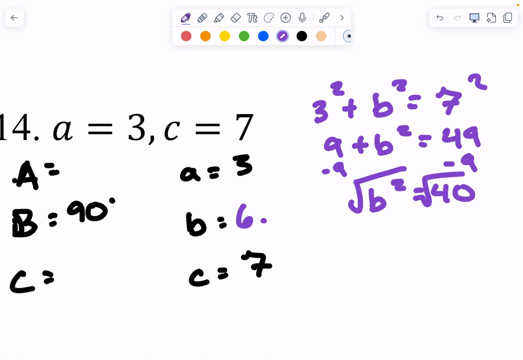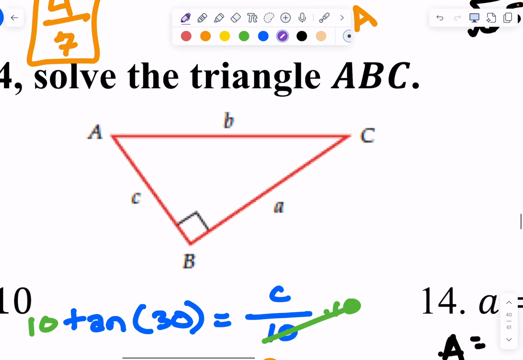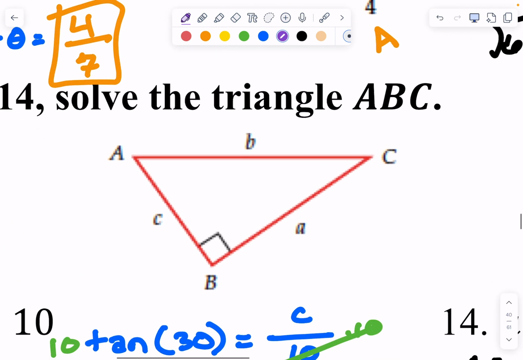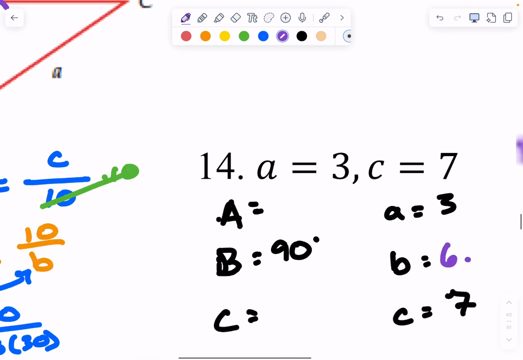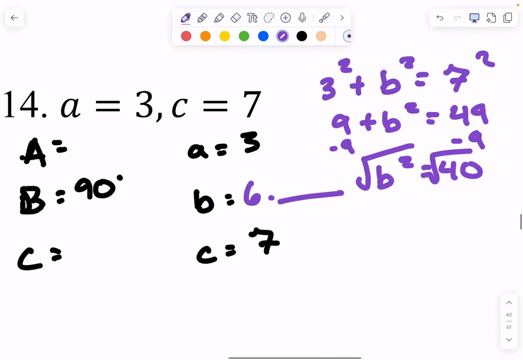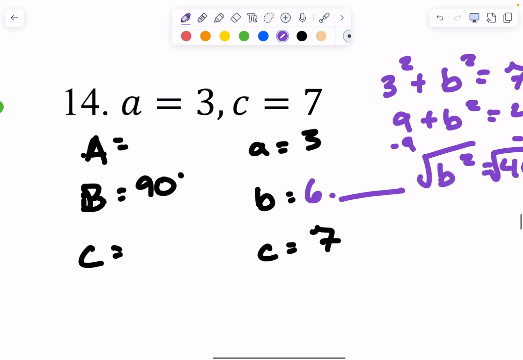Well, actually, I don't know. I did not do this right. Which side is side C? Side C is actually little b, because I'm looking at this and thinking, the square root of 40 is 6 point something, and that can't be right, because 90 degrees is my biggest angle, and that's got to be the biggest side. That's not going to work.